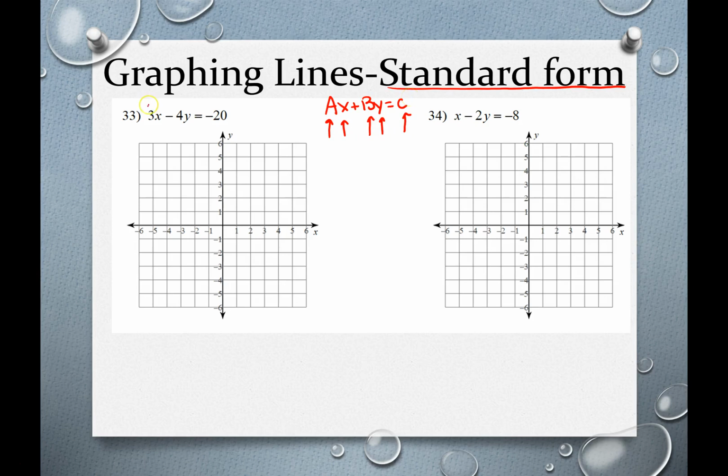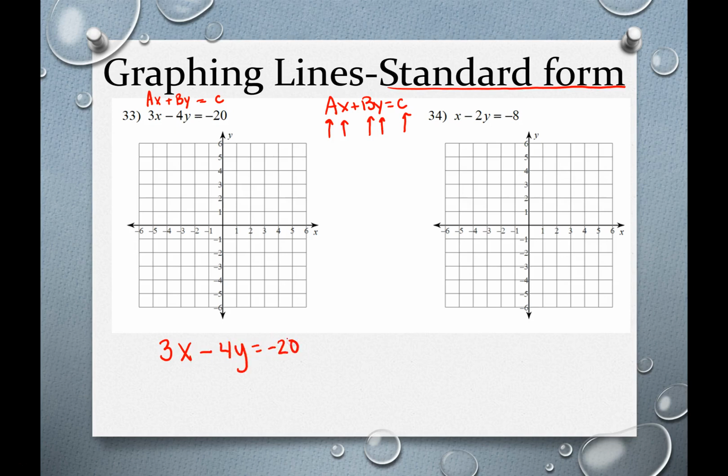So looking here, we have A being 3, and we actually have B being a -4. You can think of this as a plus -4 if you want. And then we have our C being -20. Now, how do you solve these problems? These problems are really fun in my opinion. I'm going to rewrite the problem down here.